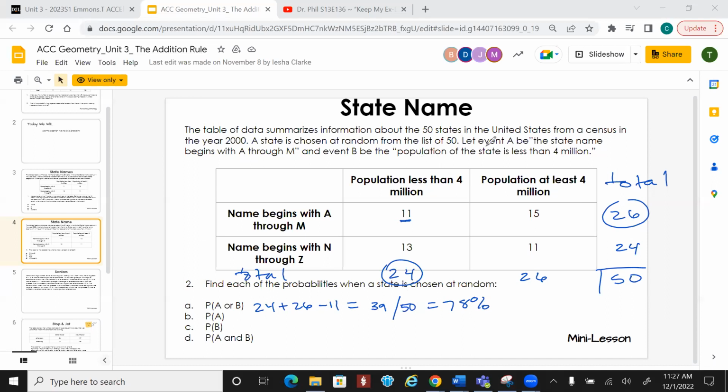Probability of A means anybody who has a state name that begins with A through M. So 26 out of 50. And then probability of B is anybody who is less than 4 million. So 24 out of 50, which is 48%. And then anybody who has a crossover. So 11 out of 50, which is 22%. Okay, I'm going to let you catch up.